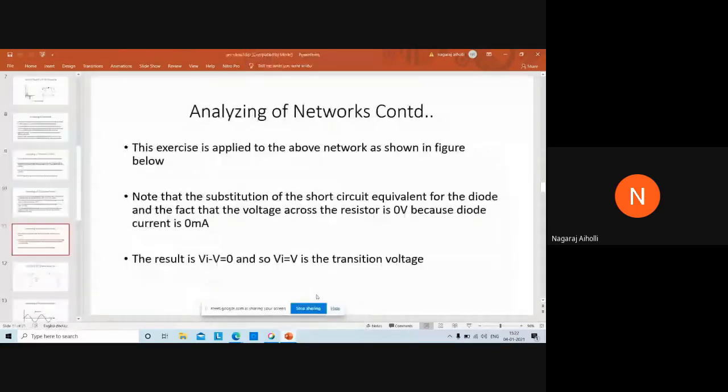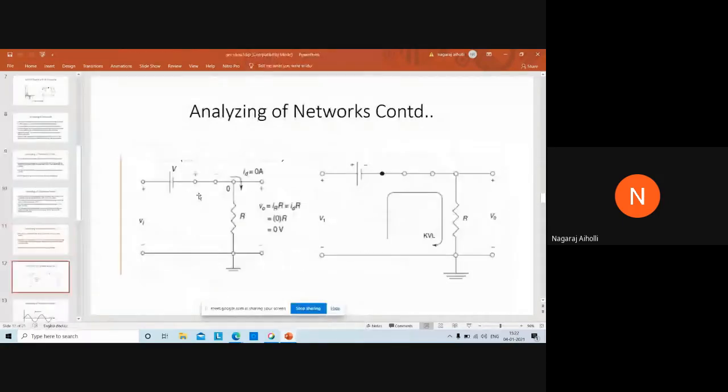It is the same circuit that we have taken. It is an ideal diode, so ID is 0 ampere. So V naught will be equal to ID into R. That is 0 into R, the current is 0, by Ohm's law, which is equal to 0 volts. The output is 0 volts. Then we applied the KVL to this portion of the circuit. So this is how we are analyzing the circuit or the network.